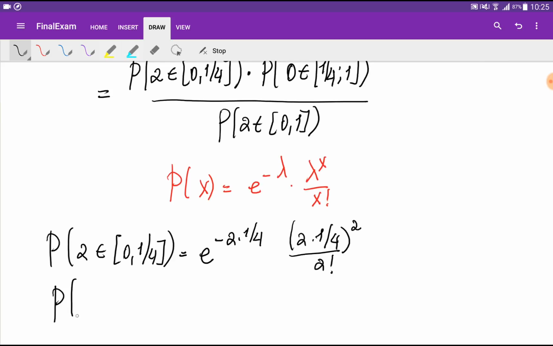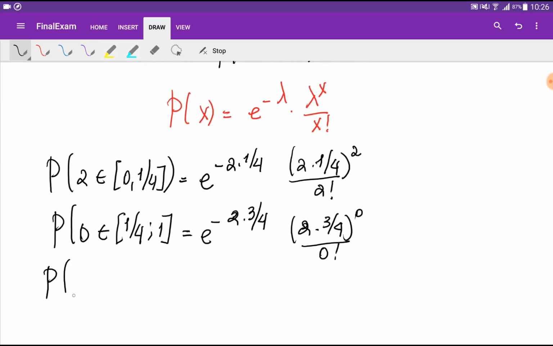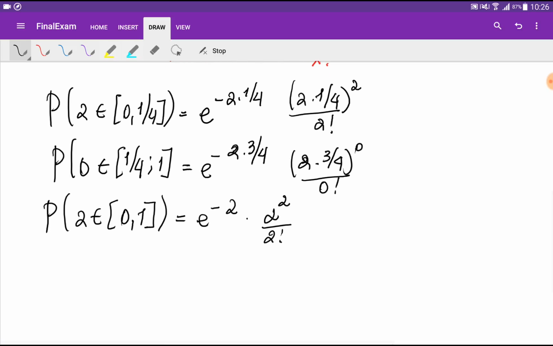The probability that 0 earthquakes will happen in the interval between 1/4 and 1 is going to be equal to e to the power of minus T multiplied by 3/4, times T multiplied by 3/4 to the power of 0 divided by 0 factorial. And the probability that T earthquakes will happen in 1 year is equal to e to the power of minus T, times T to the power of T divided by T factorial. So we just need to put everything into the formula.